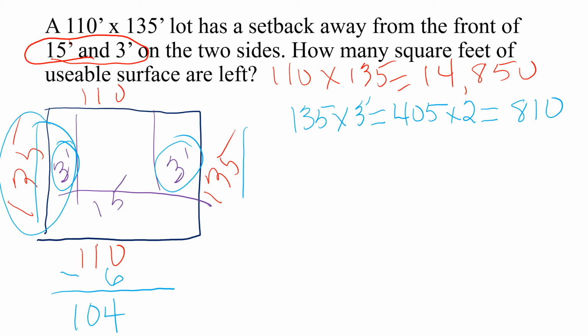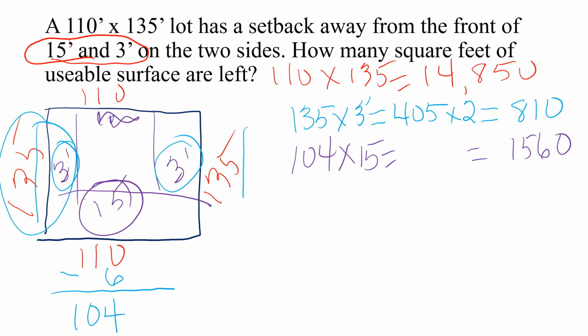Then let's look at our front. We have 104 times 15 feet. And this one, we only do it once. We only have to take one. We're not taking any off the back. So this one we only have to do once. We don't do it twice. And that is 1560.